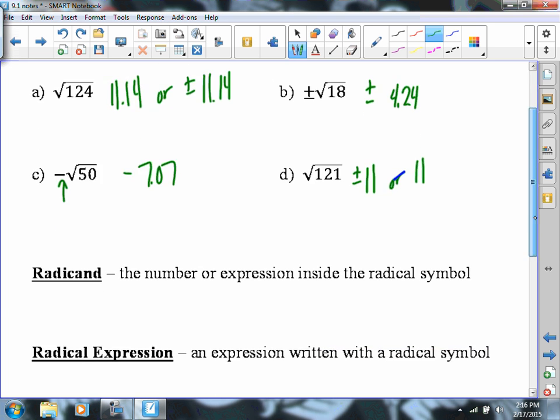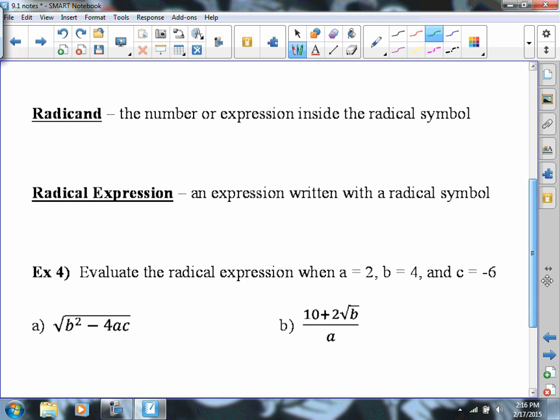Okay, last example then comes after our vocabulary words here. We have to talk about the radicand and then a radical expression. A radicand is when you have the stuff inside the square root. So if I had 4x squared, that stuff in there, that's my radicand.